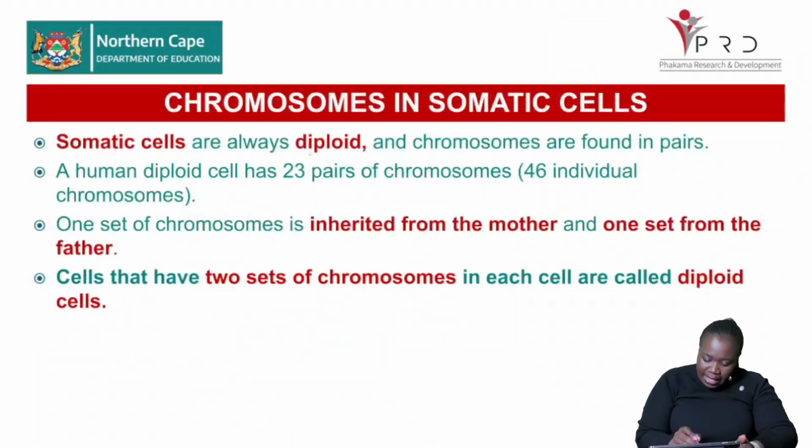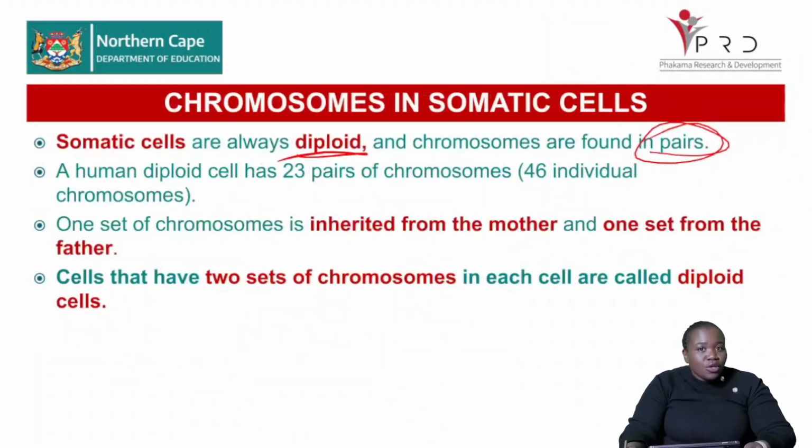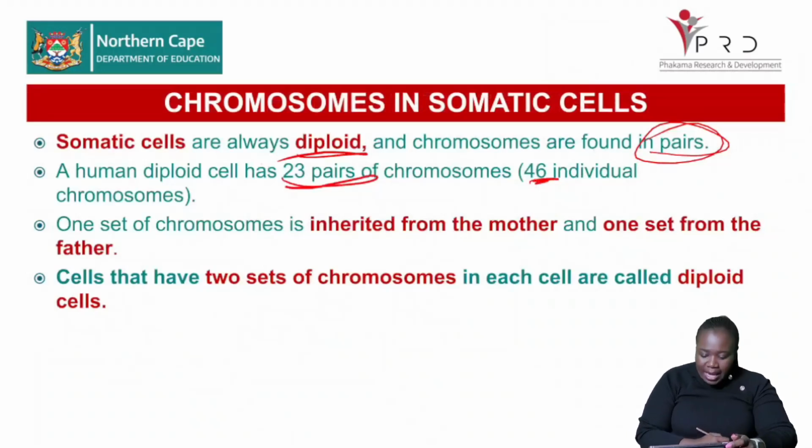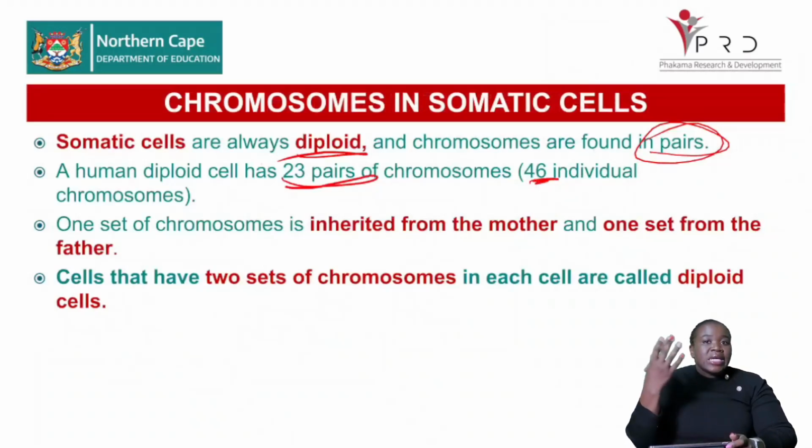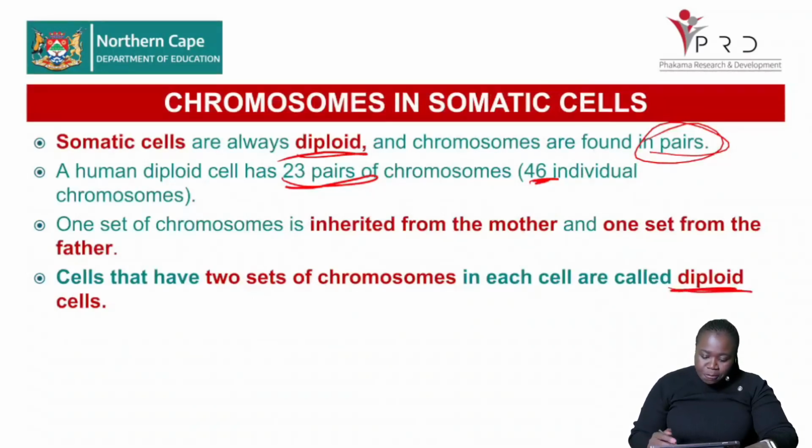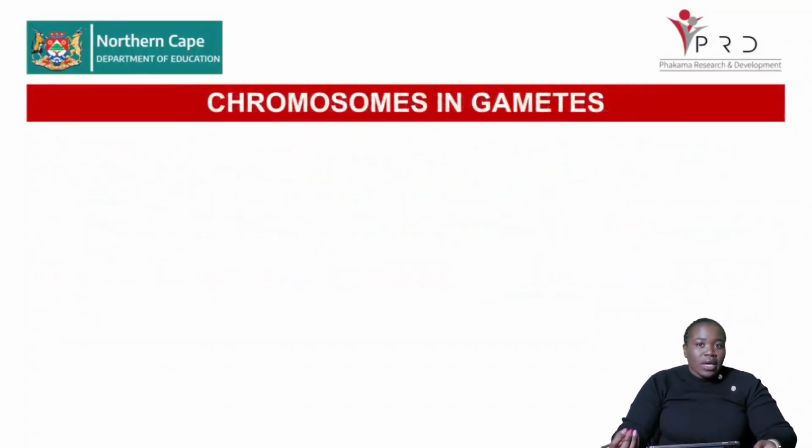Right. Okay, as I just said, somatic cells are always diploid, and the chromosomes are always found in pairs, right? And we know that in humans, because we have 46 chromosomes, it means we have 23 pairs of these chromosomes, right? And it is because half the number of chromosomes were inherited from the mother and half were inherited from the father, right? So half is from the maternal origin and half is from the paternal origin, resulting in a diploid individual or an individual that contains diploid cells.